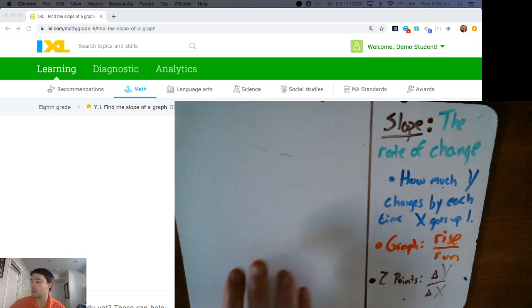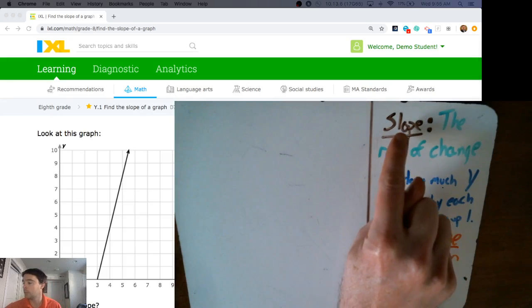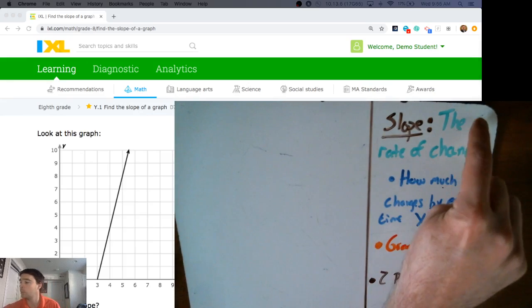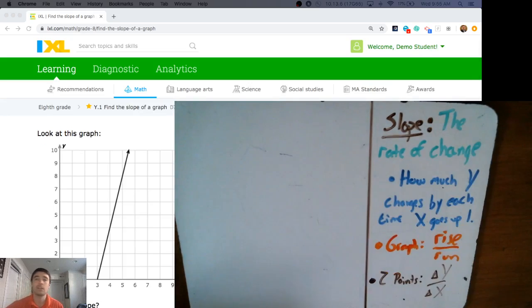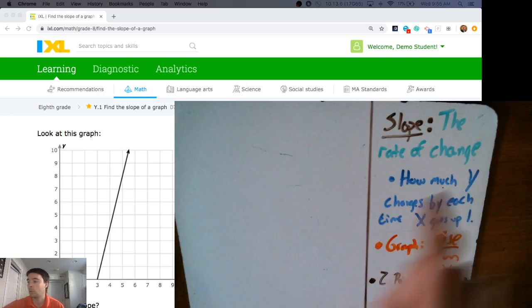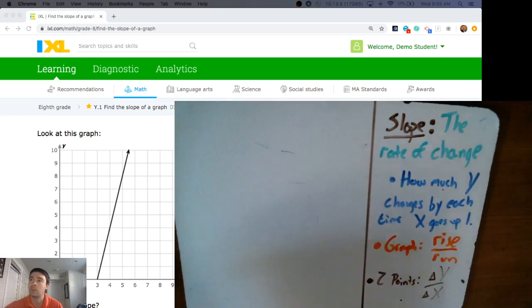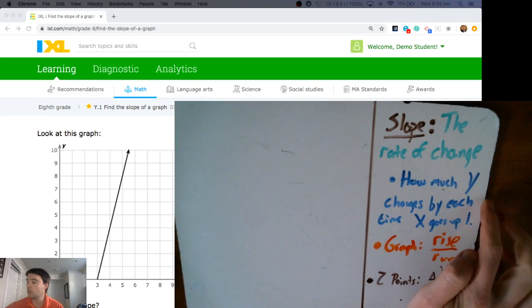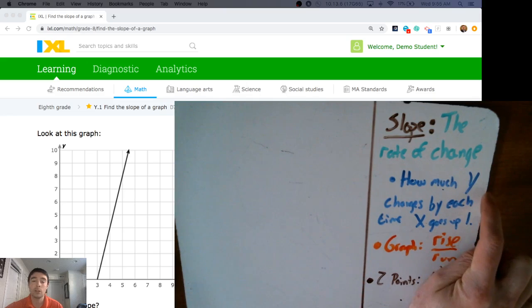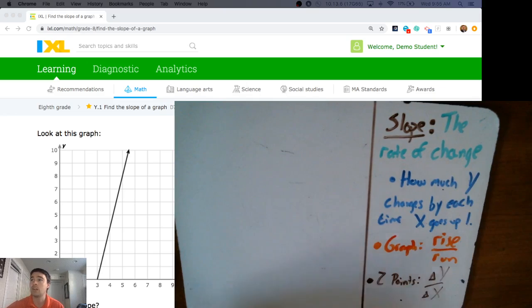This assignment says find the slope of a graph, so we really need to understand what slope means. Slope, at its basic definition, we could say slope is the rate of change for a linear relationship. Or even simpler, we could just say, as the whiteboard shows, slope is the rate of change. In blue here, a way to understand that, slope is really going to be a number or a fraction that describes to us how much the y value changes by each time the x goes up by 1 unit. And that's what we mean by the unit rate of change.